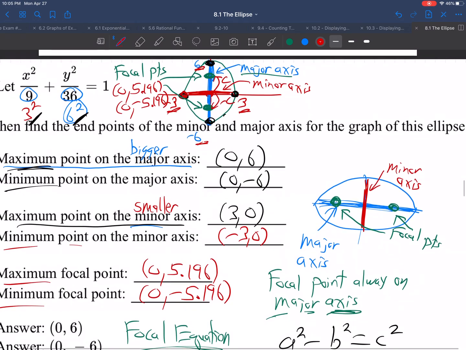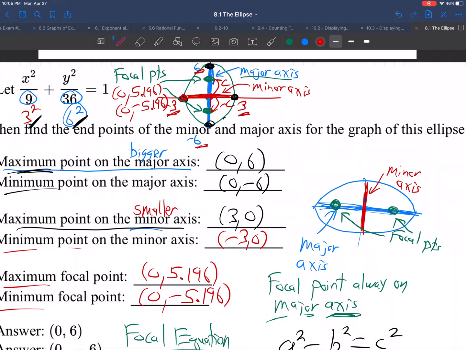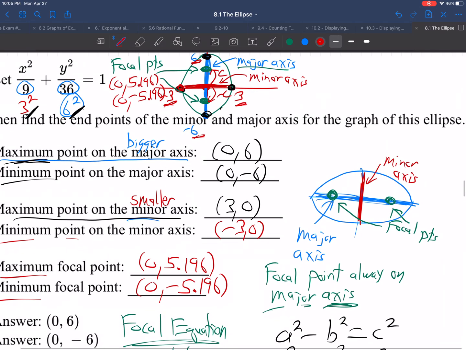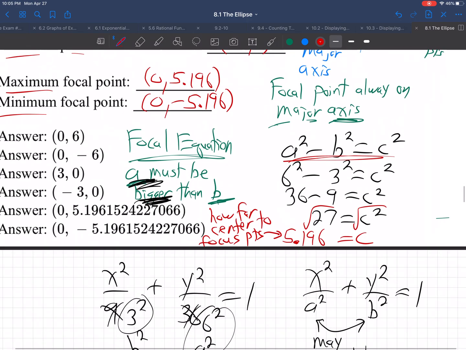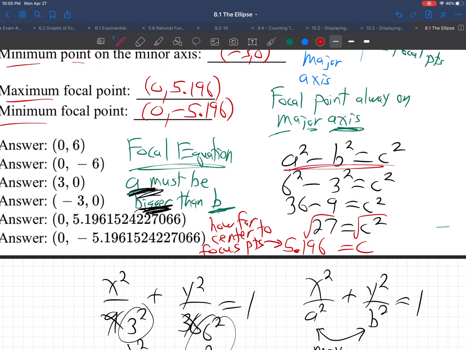So the way to find the focal points, they always lie on the major axis. So if your ellipse is taller than it is wide, it'll go up and down. If we had this kind of an ellipse, the focal points would have been right and left. And then you use the focus equation to find it, which is the Pythagorean with a minus in the middle, and you solve for C. We got C right here, and that is how far C is from the center to the focus points.